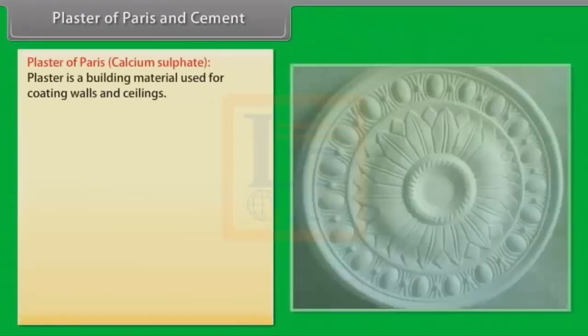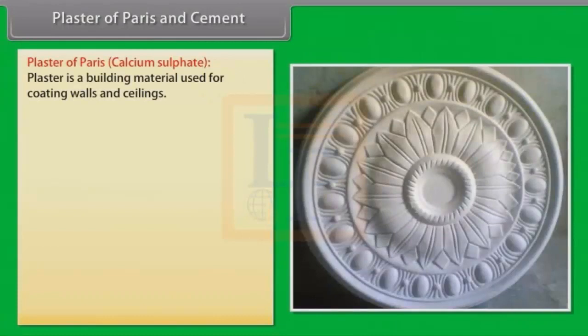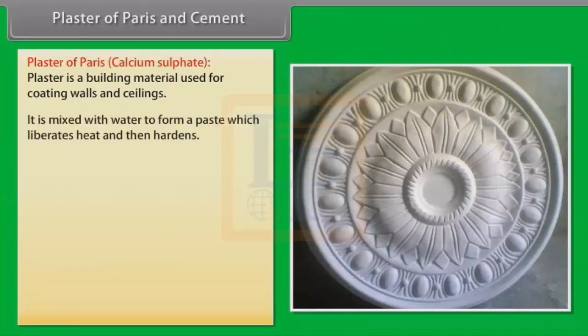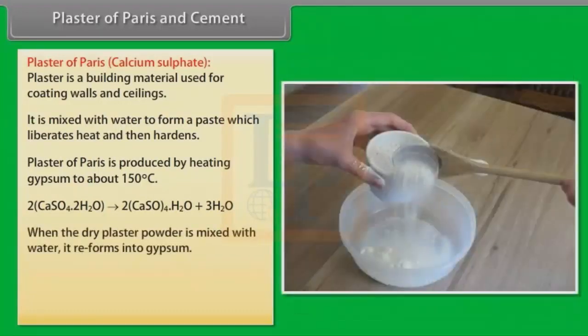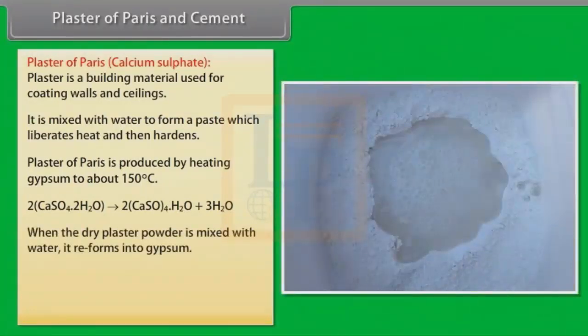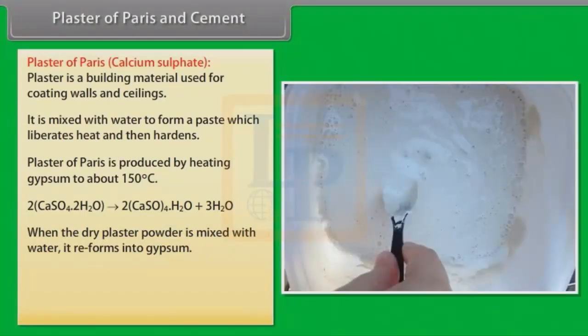Plaster of Paris and cement. Plaster of Paris, calcium sulfate. Plaster is a building material used for coating walls and ceilings. It is mixed with water to form a paste which liberates heat and then hardens. Plaster of Paris is produced by heating gypsum to about 150 degrees Celsius. When the dry plaster powder is mixed with water, it reforms into gypsum.